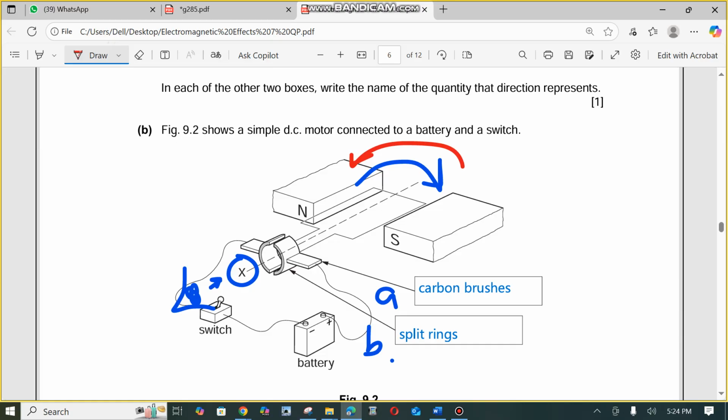Current is going this way, and the field is this way. So I found the direction. Did you? Is it going to rotate in the direction of the blue arrow, or will it rotate in the direction of the red arrow? Sir, the blue arrow.